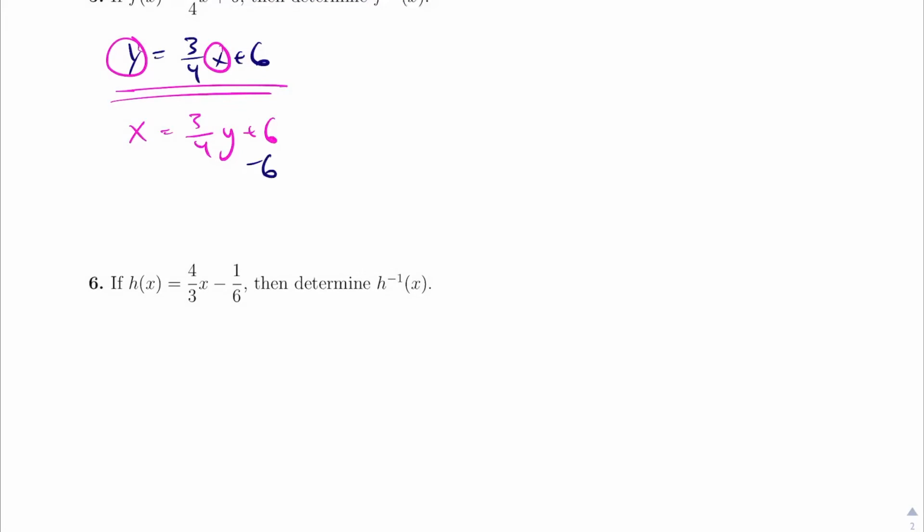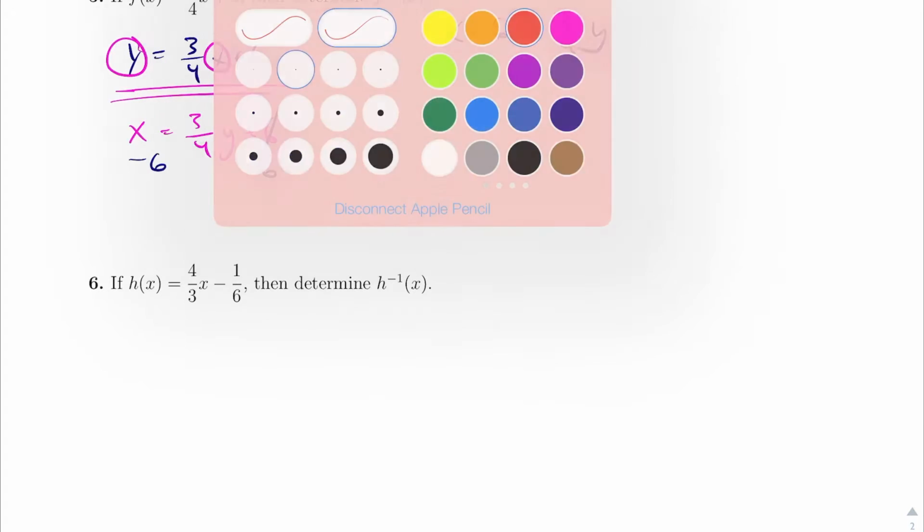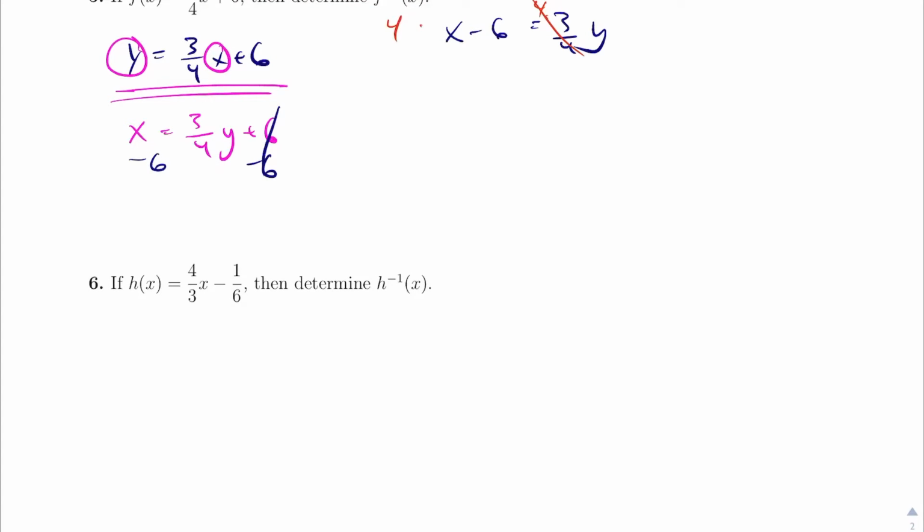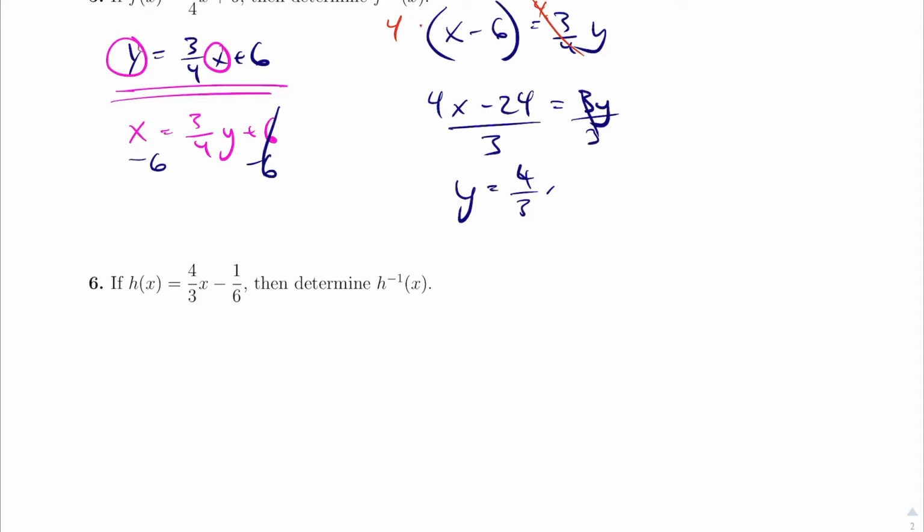Step 3, solve for y. Minus 6 on both sides. We get x minus 6 equals 3 over 4 y. Multiply by 4 on both sides to cancel out the division by 4. That gives us 4, make sure you put the parentheses, 4 times (x minus 6), which is 4x minus 24, equals 3y. Then you divide by 3 on both sides and you get y equals 4 over 3 x minus 8, from the 24 over 3. Finally, we rewrite it for step 4 with the f inverse of x notation. Sorry for switching from pink. This all should have been pink, I think, because this is the inverse function. But f inverse of x is 4 over 3 x minus 8.